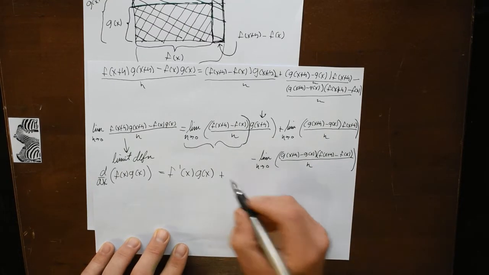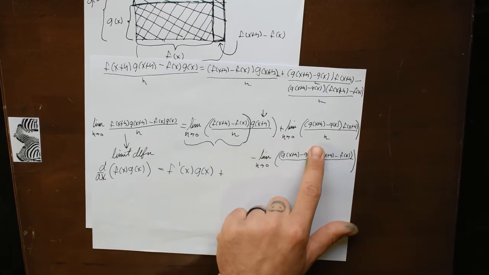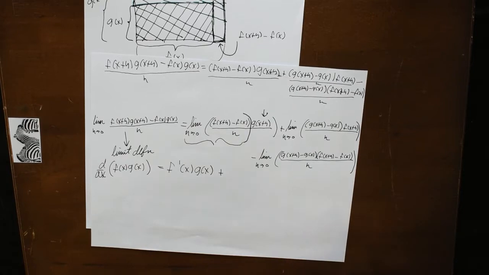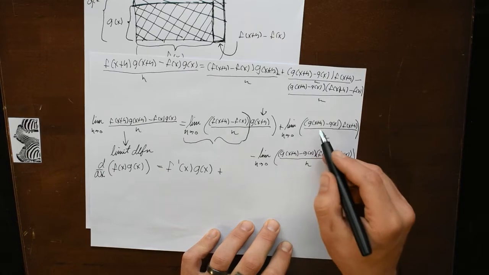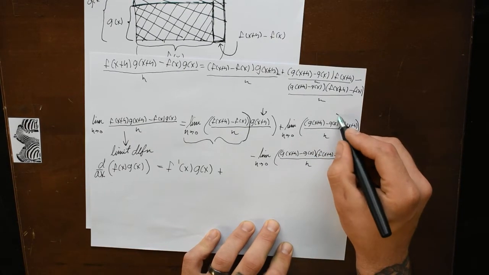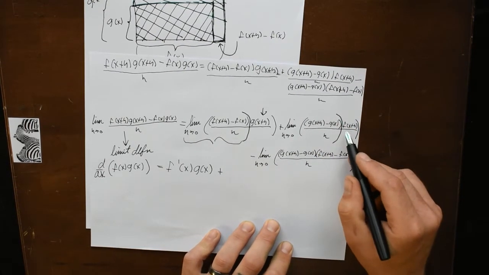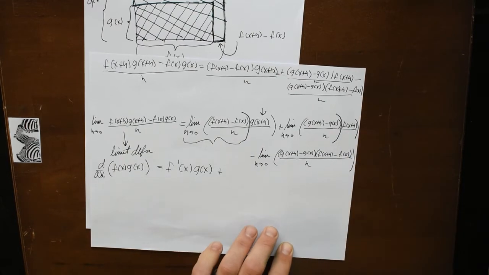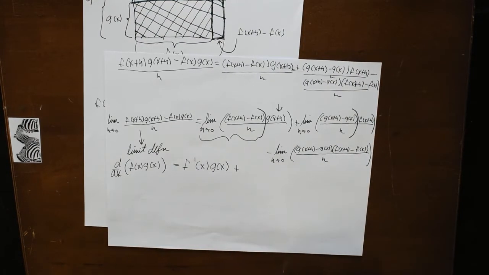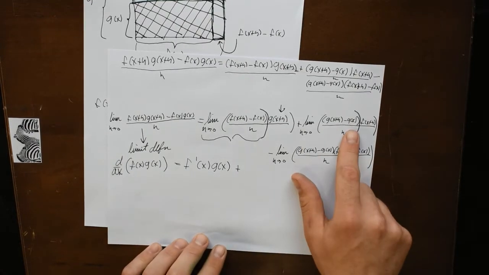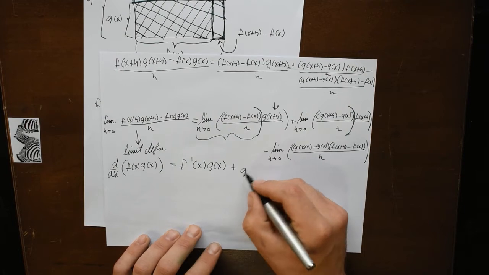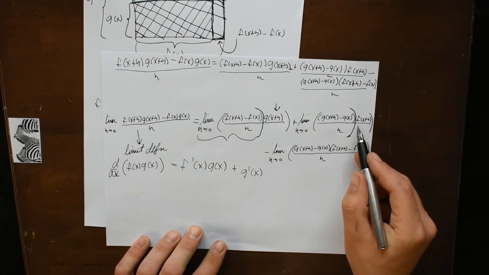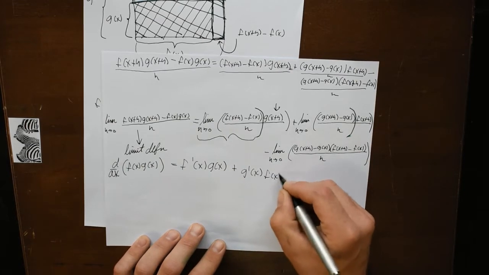Now we're going to add, the same but opposite is true over here. What we have is the limit as h goes to 0 of g of x plus h minus g of x all over h, and all that is being multiplied by f of x plus h. Well, the limit as h goes to 0 of g of x plus h minus g of x all over h is equal to g prime of x, times f of x plus h as h goes to 0, which is just f of x.